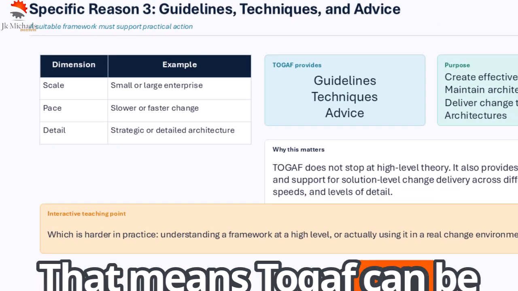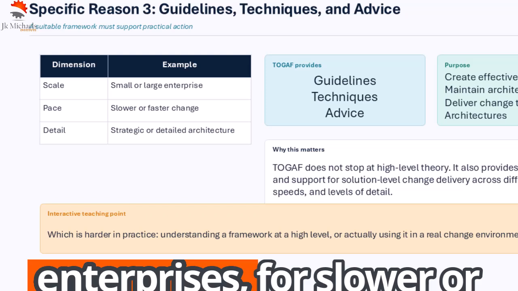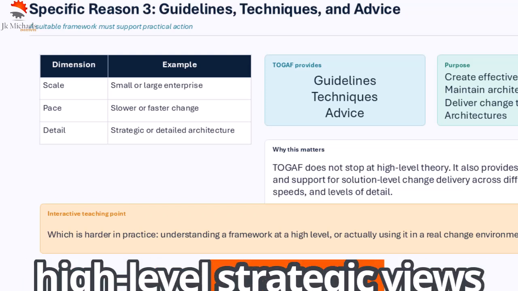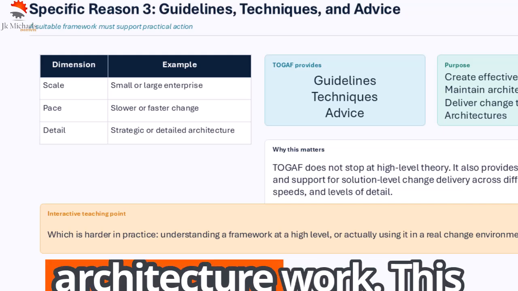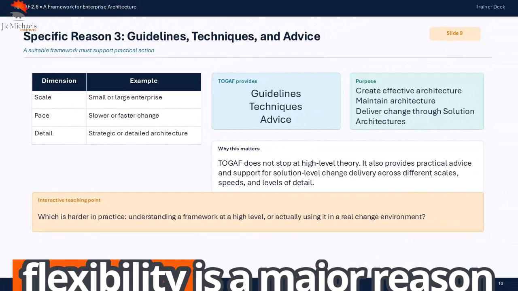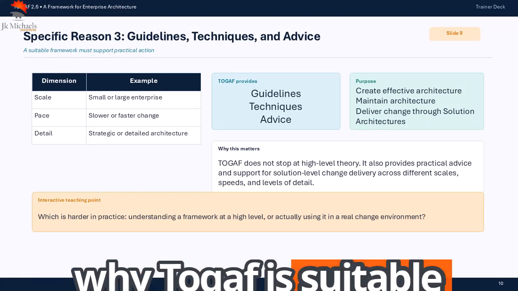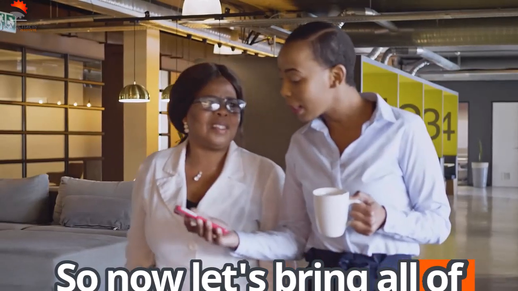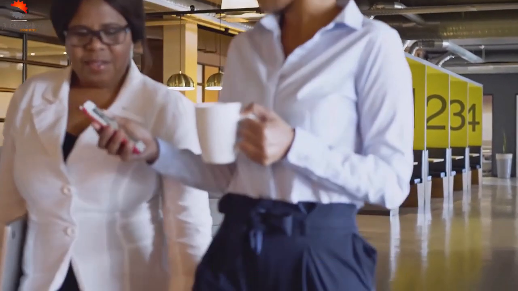That means TOGAF can be used for small or large enterprises, for slower or faster change environments, and for high-level strategic views or more detailed architecture work. This flexibility is a major reason why TOGAF is suitable across many different contexts. So now let's bring all of that together into one simple logic.